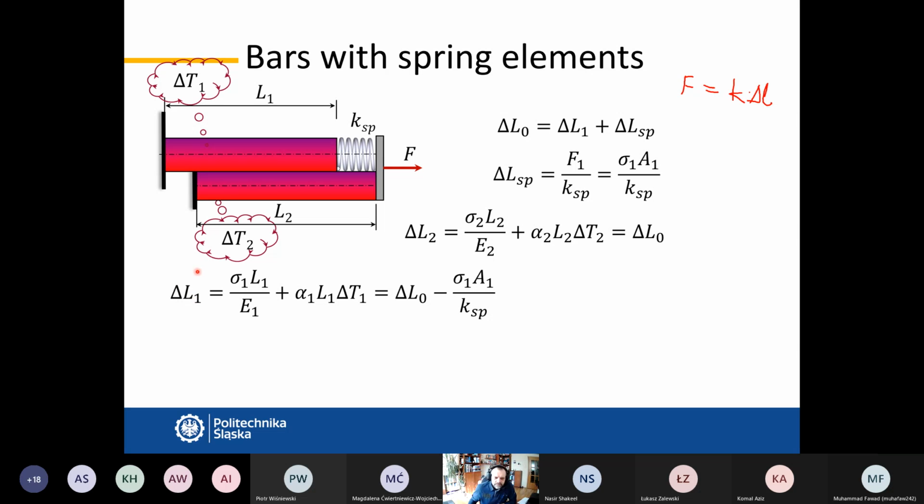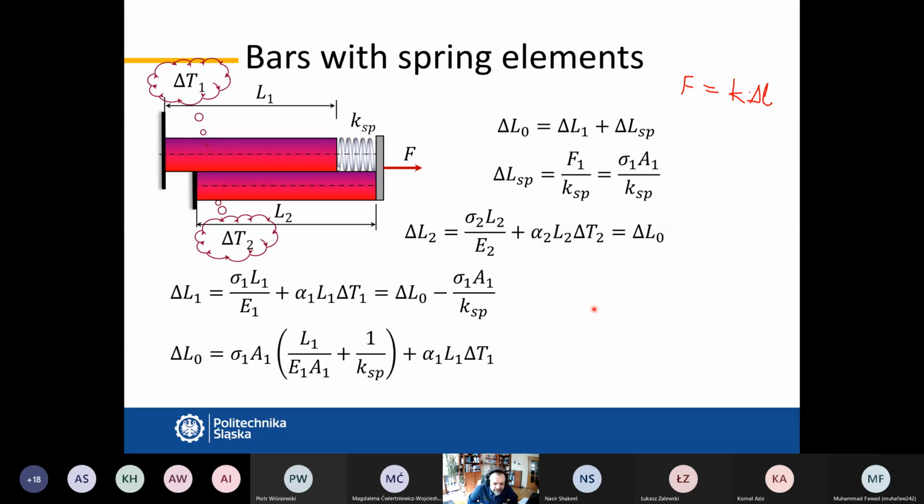delta L1 is, of course, the force generated. So that is what happens with member number 1. Its change in length is due to the force generated, and the force really comes from the spring applied, and elongation due to change in temperature. So the first thing is delta L0. So we have total delta L0 minus the force from the spring, the elongation resulting from the change in spring length.